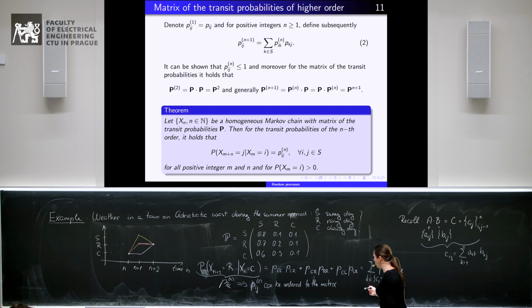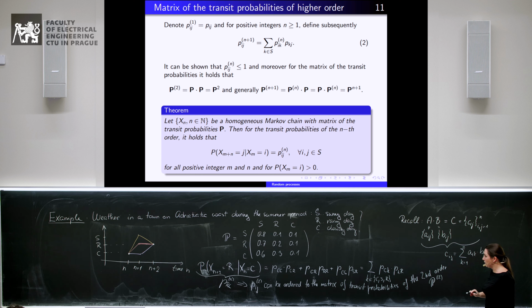The matrix is called the matrix of transit probabilities of the second order, P2, and we derived that it is nothing other than the product of the matrix P with itself.